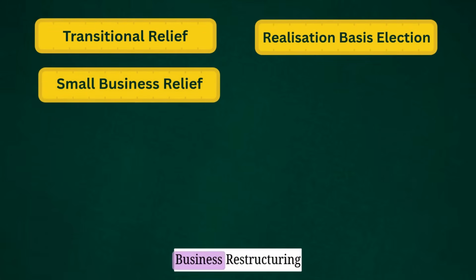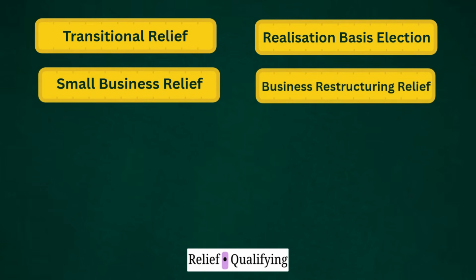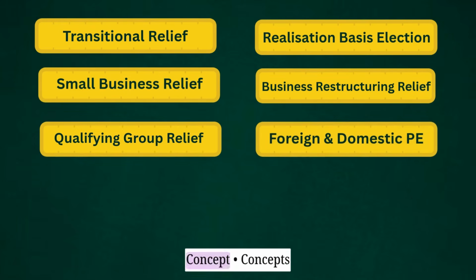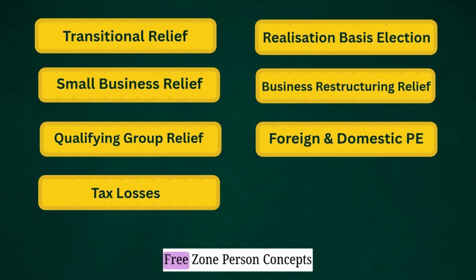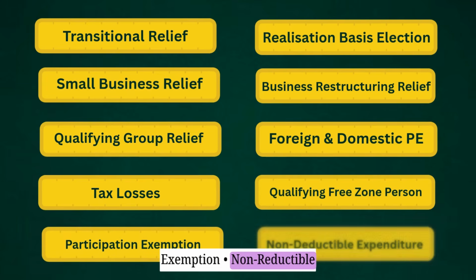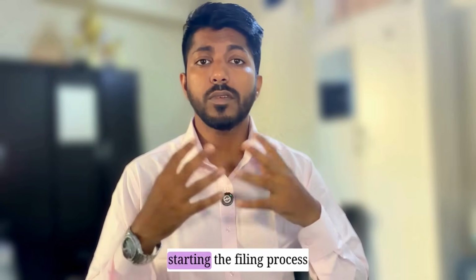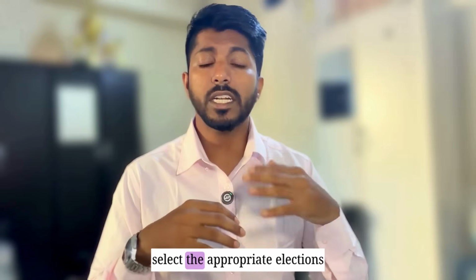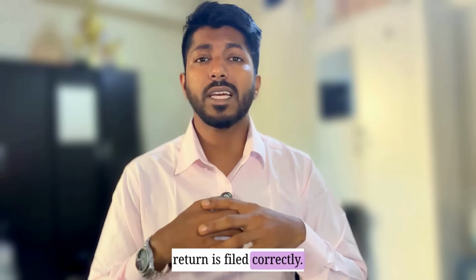business restructuring relief, qualifying group relief, foreign and domestic permanent establishment concepts, concepts related to transfer pricing laws, qualifying free zone person concepts, participation exemption, non-deductible expenditures, and other important related concepts. Understanding these concepts before starting the filing process will help businesses to take informed decisions, select the appropriate elections and disclosures, and ensure that the corporate tax return is filed correctly.